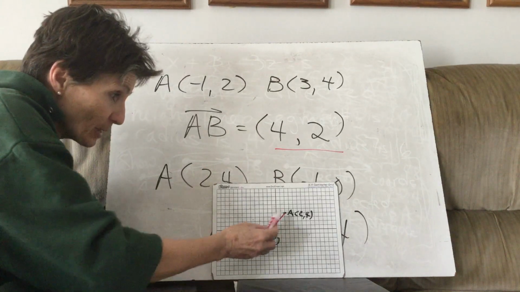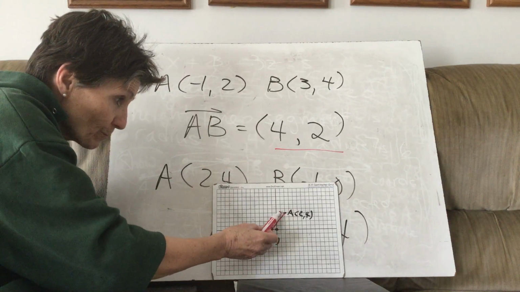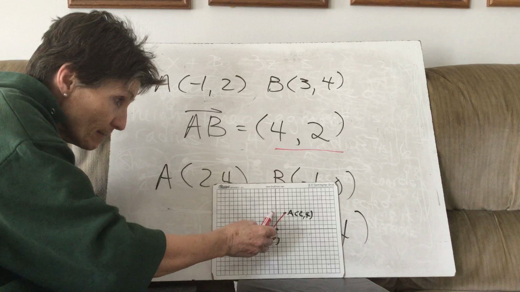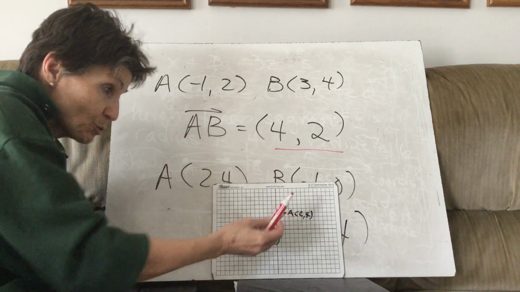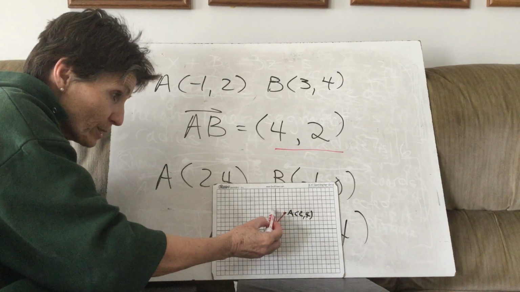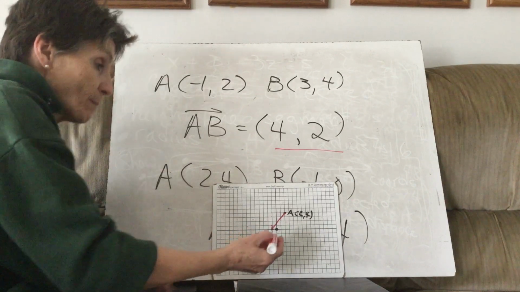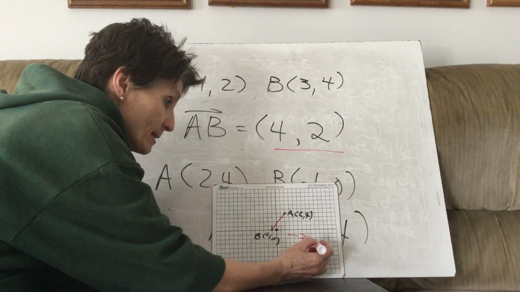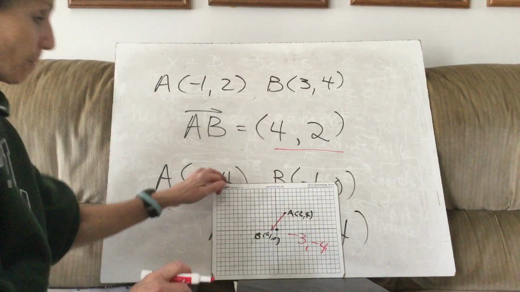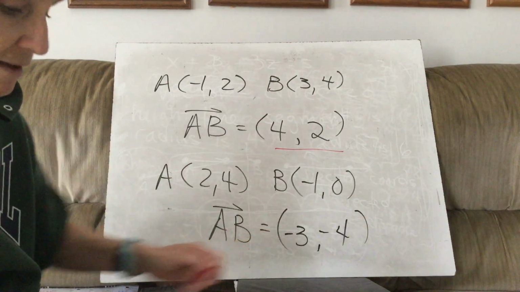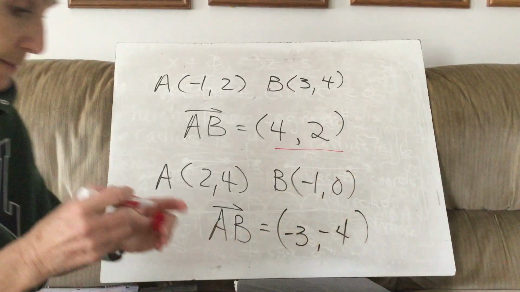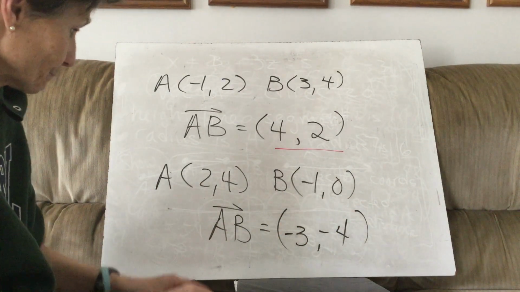To get there, I'm going to have to go over 1, 2, 3. And which way did I go? Left. I'm going to go left 3, and then down 1, 2, 3, 4. So I'm going left 3 and down 4. That's why the coordinates of that vector are (-3, -4).